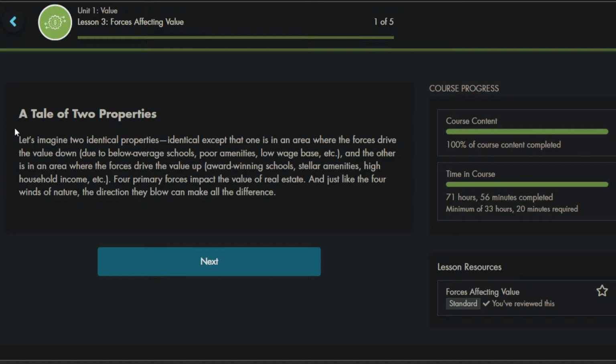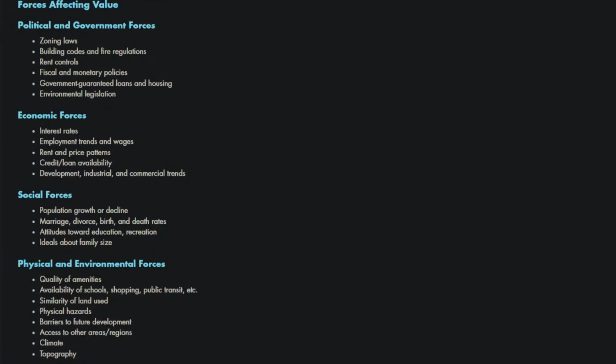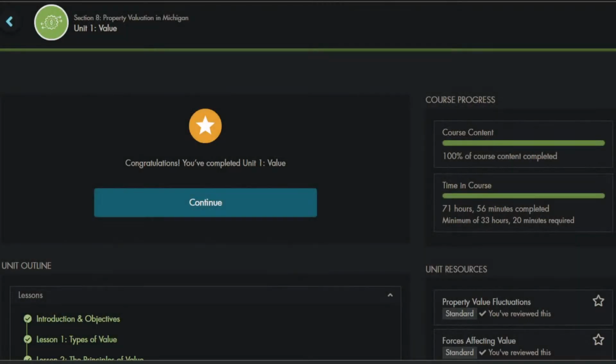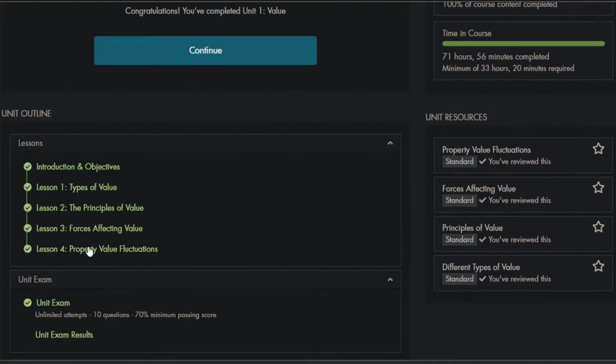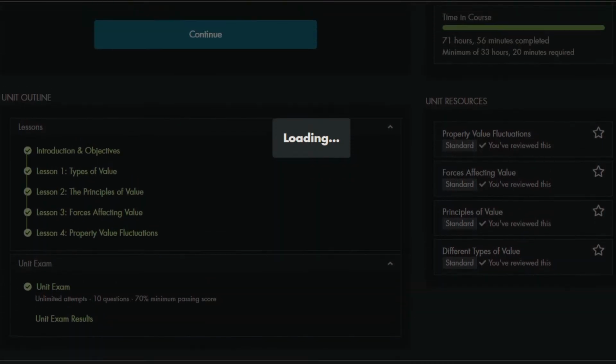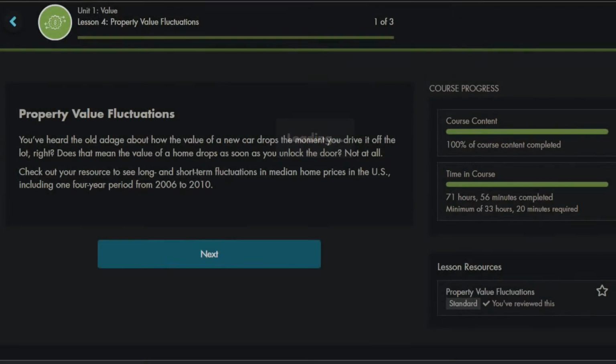Okay, forces affecting value. Did we just do this one? I think we did. Yes. All right, we're on 4 here. Let's go back. Start lesson 4. Again, this is just a review. All right, lesson 4. I wish I didn't have to do this, but I need to really cement some of these things into my brain.